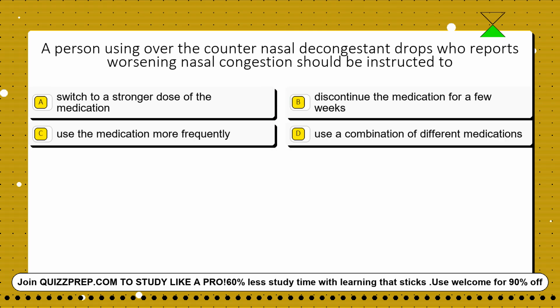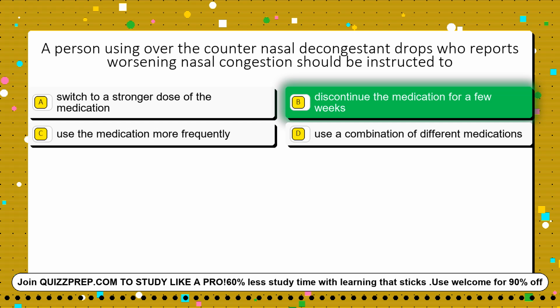Question 3. A person using over-the-counter nasal decongestant drops who reports worsening nasal congestion should be instructed to: Option A, switch to a stronger dose of the medication. Option B, discontinue the medication for a few weeks. Option C, use the medication more frequently. Option D, use a combination of different medications.